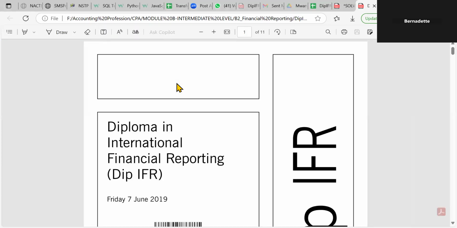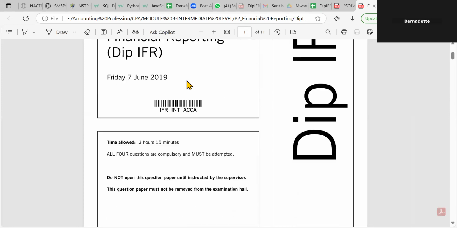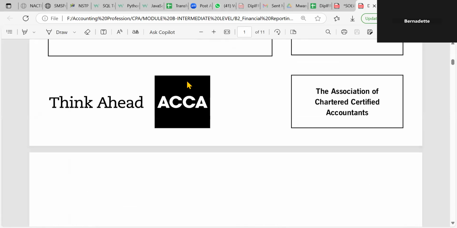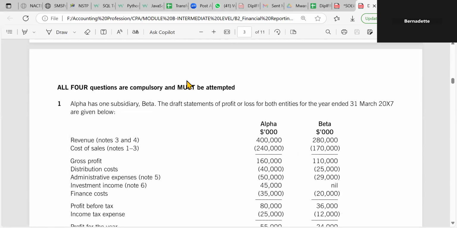I think after a week you should start. What can you see now? Now I'm seeing diploma in international financial reporting, Friday 7th June 2019. These are the things you should go through after you've studied a bit. Sometimes it helps your study process, right? You can see what you can find. For example, they like to use these names, alpha and beta.